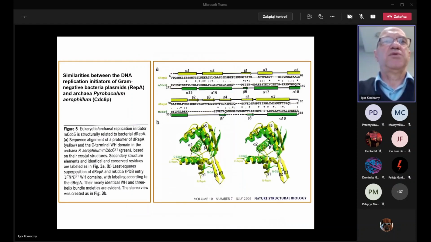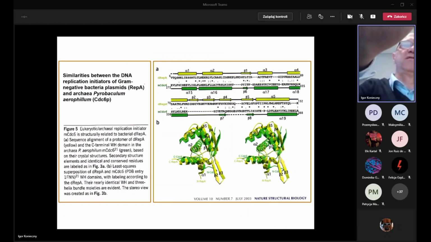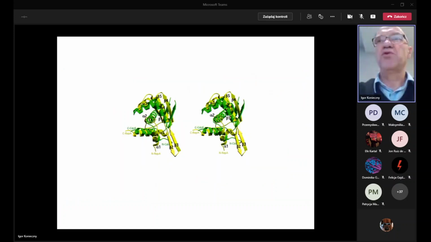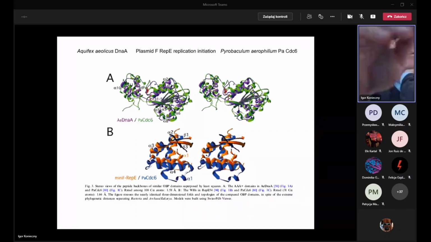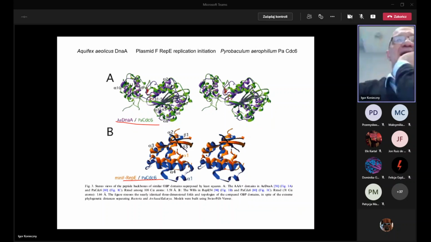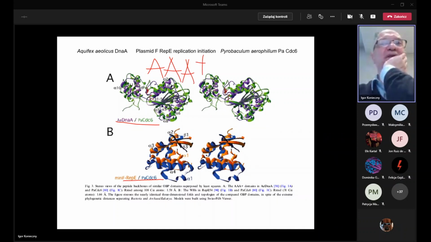This is just also superposition of Rep-A and CDC6, and later on you could be able just to do stereoscopic view when you look at this and you concentrate your eyes to bring those two pictures together, and then you get the stereoscopic view of the structures of Rep-A protein and superpose with CDC6. And this is just another examples, Rep-E and CDC6 and DNA-A and CDC6, but the DNA-A is this triple A plus domains which are superposed.